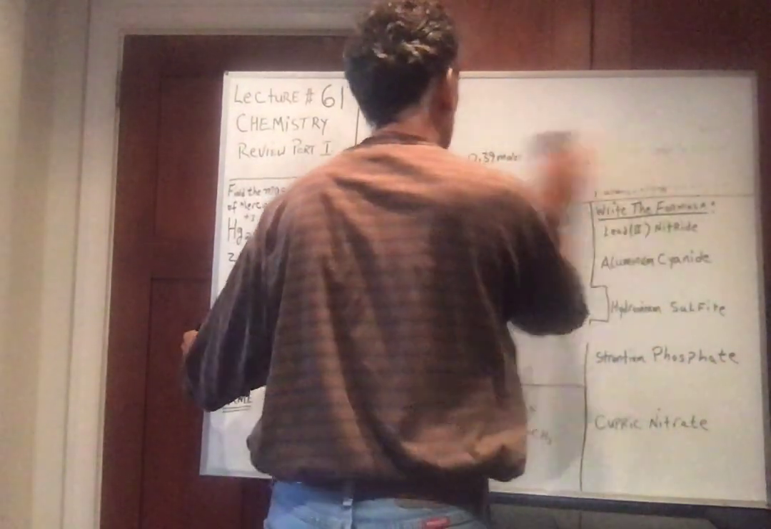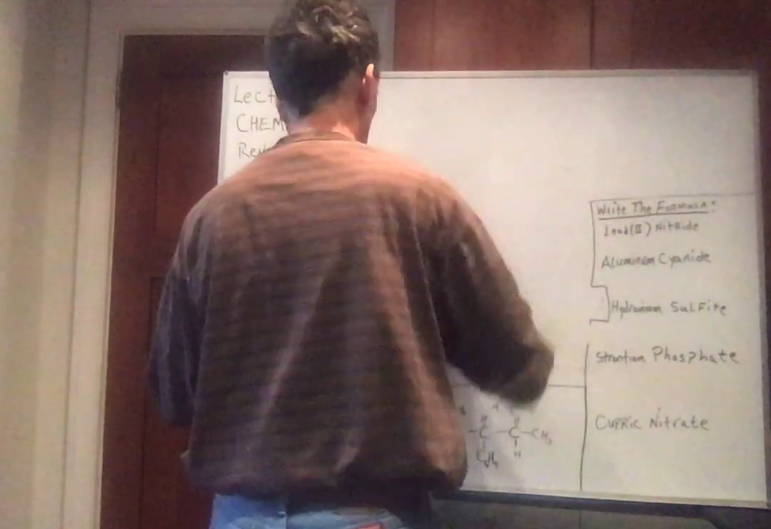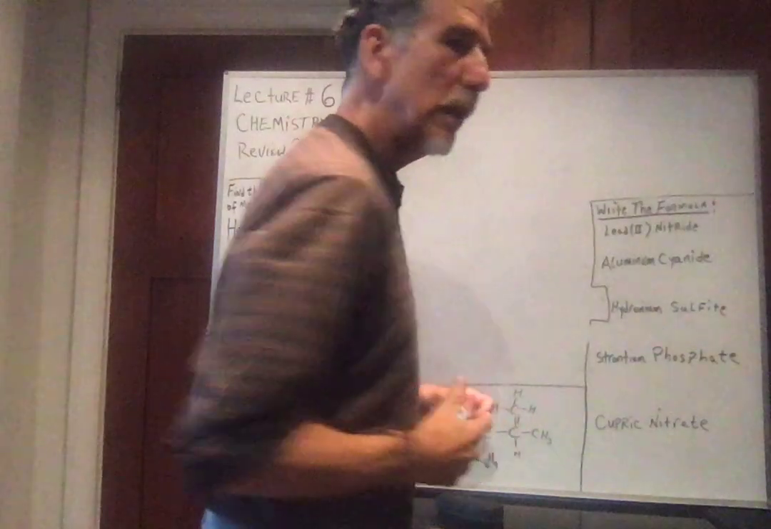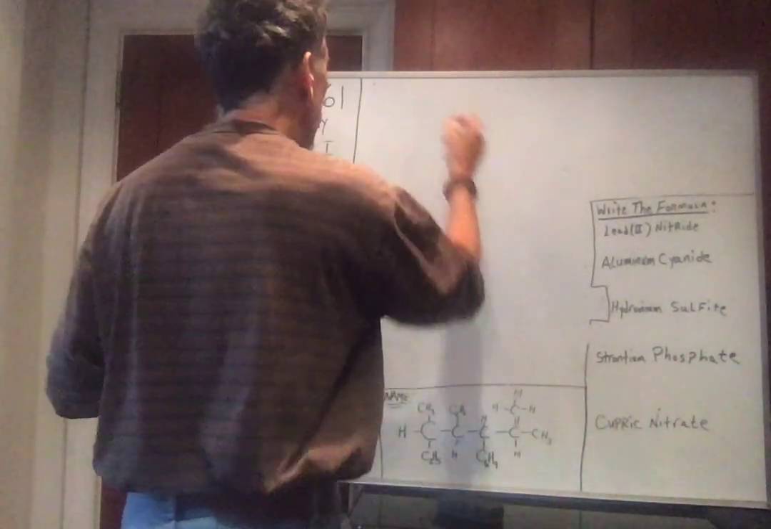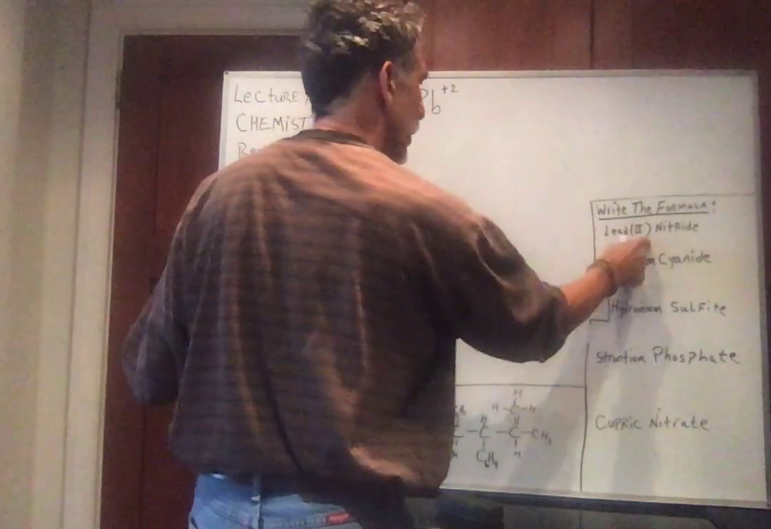Let's try to do these naming, shall we? All right. Lead 2 nitride. All right. Lead 2 is Pb. Has a +2 charge in the stock system.